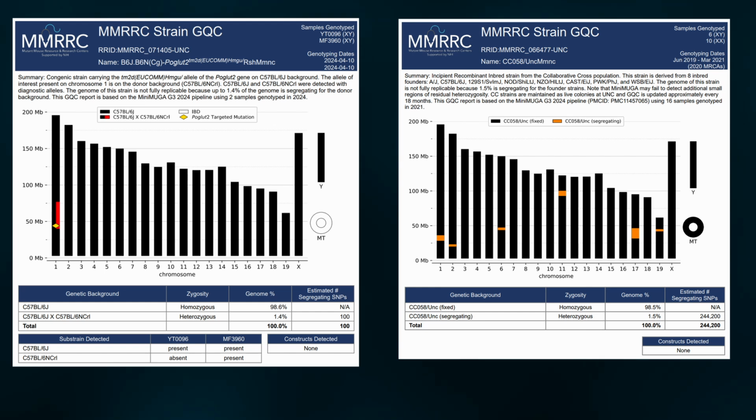In contrast to other MMRRC GQC reports, the report for CC strains makes no attempt to estimate recipient, donor, or tertiary backgrounds. In addition, no locus and allele of interest are present in the name, summary, or ideogram, as these features are irrelevant for the collaborative cross.